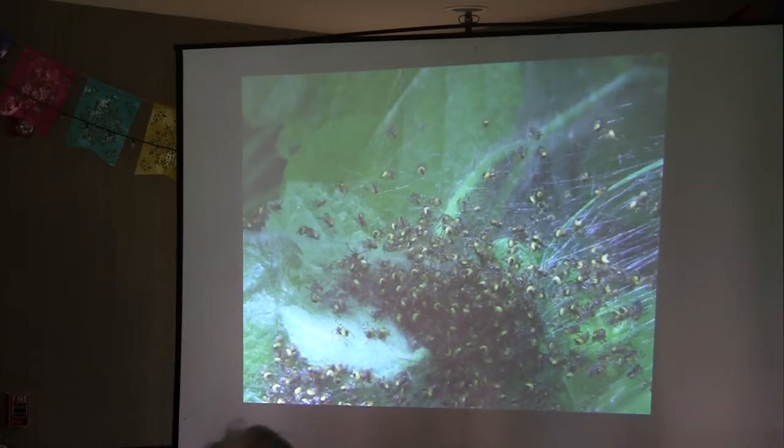Is it one egg for all the little spiderlings? One egg sac. And in that egg sac, like the yellow and black garden spiders that we see a lot of, the big ones, they have 400 to 500 eggs in there.